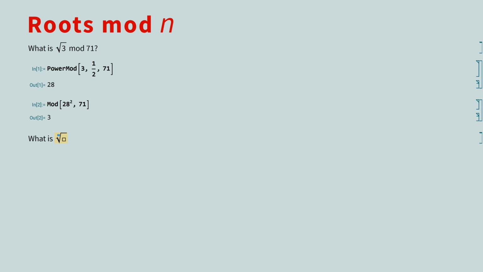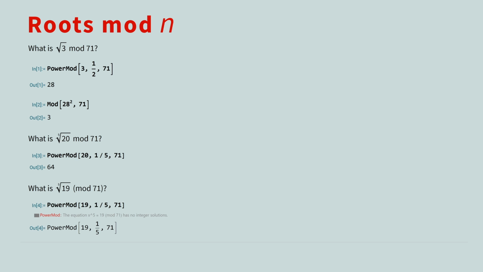PowerMod can also find roots mod n. For example, to find the square root of 3 mod 71, just raise 3 to the 1/2 power. We can verify that this is a square root of 3 by computing 28 squared mod 71. And you can compute other roots too. Here is how you compute the 5th root of 20 mod 71. But not every integer mod 71 has a 5th root.